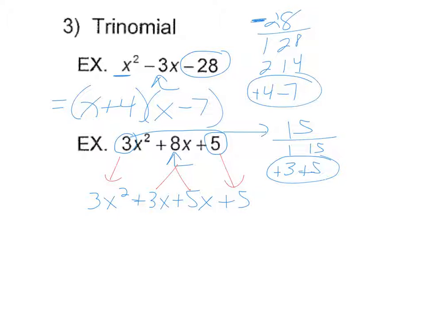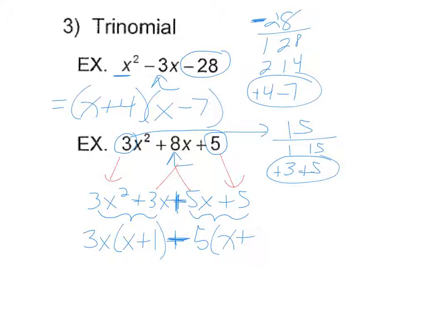Now I'm going to do grouping, and we're going to look at another grouping problem in a second, but I'm going to group together the first two and the last two and take out the greatest common factor. Out of the first two, what they have in common that I can divide out would be a 3x, and dividing out a 3x would leave me with x plus 1. And then here I have a plus, so here I have to have a plus. Out of 5x and 5, I can divide out a 5, which would leave me again with x plus 1.